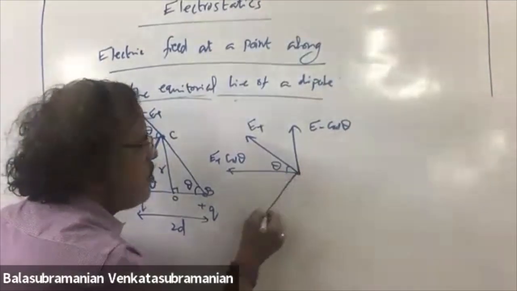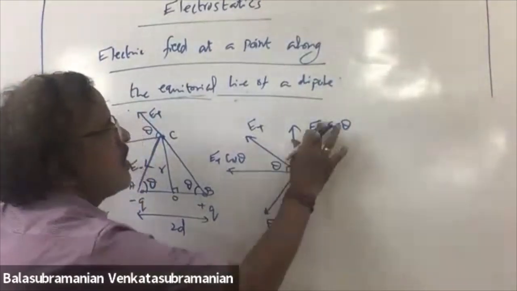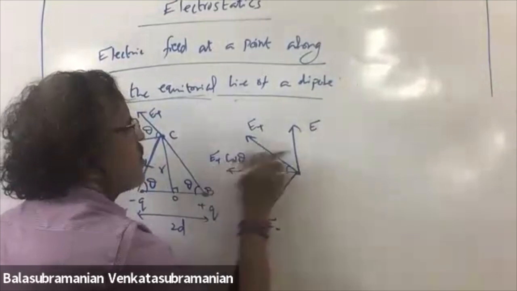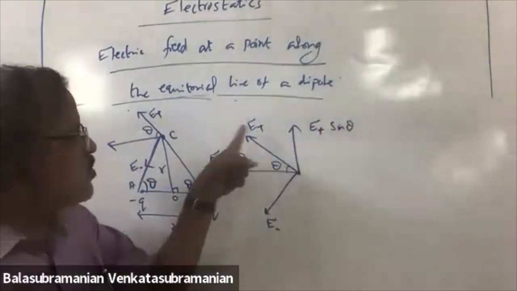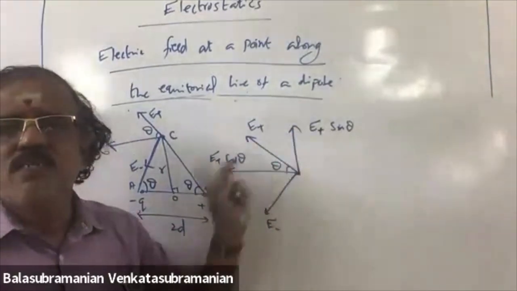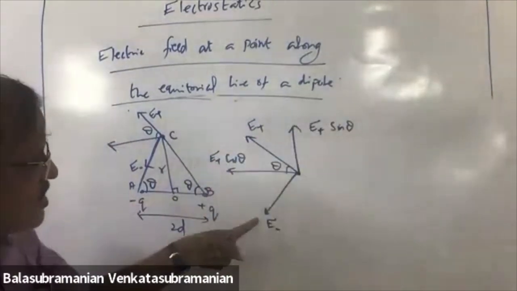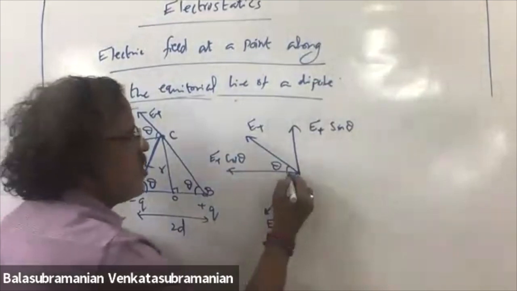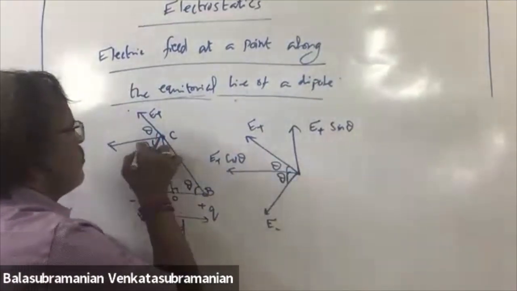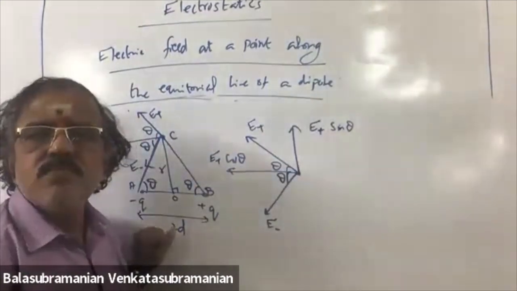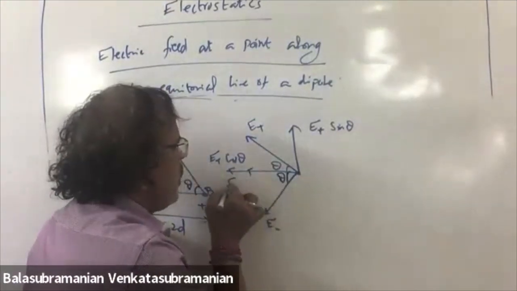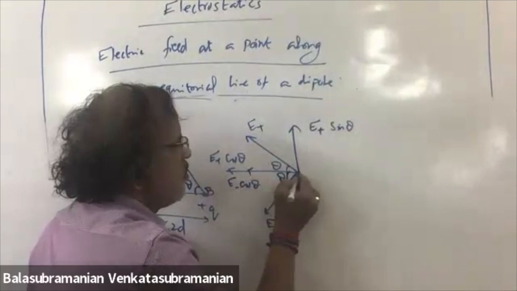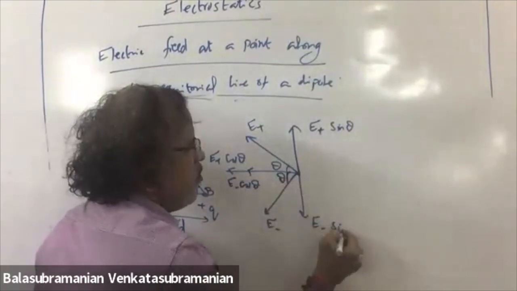This is E minus direction. Sorry. E plus cos theta, E plus sin theta. E plus only we are resolving, sin and cos. This is E minus direction. This is also theta. You can resolve E minus also into two components. E minus cos theta, E minus sin theta.